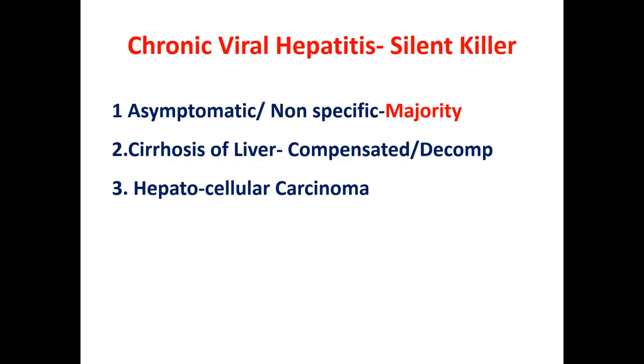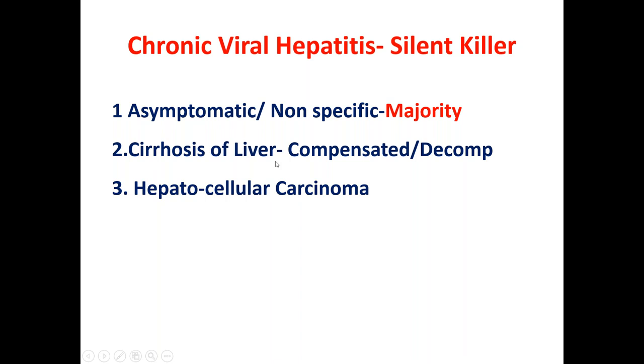Now, why is chronic viral hepatitis important? People label it a silent killer. Why? This is because the majority of patients with chronic viral hepatitis are asymptomatic. That is, they don't have any symptoms, or the symptoms are non-specific, like fever, myalgia, fatigue, some degree of weakness. So until you do tests like surface antigen and anti-HCV, you will not be able to diagnose them.